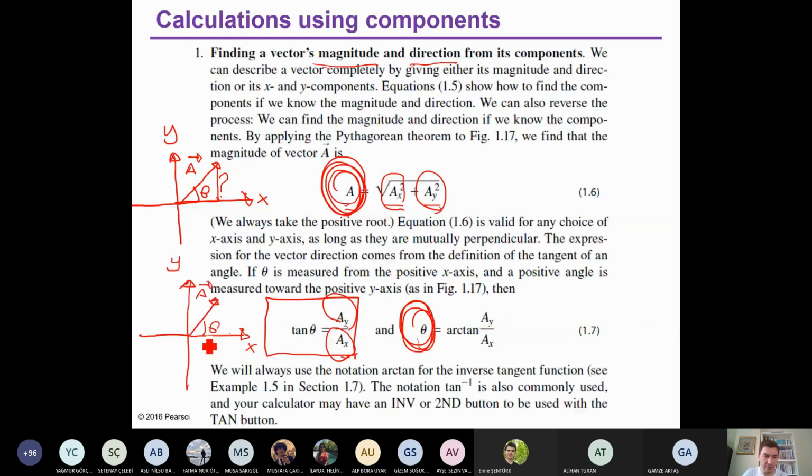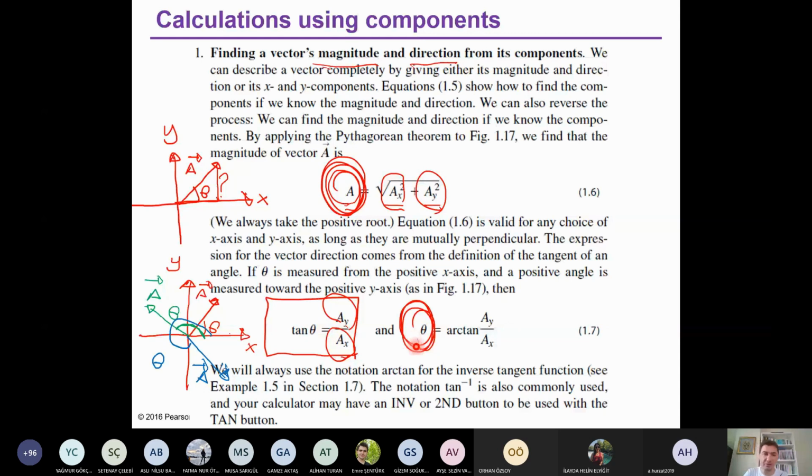So let me draw another one. Theta is the angle between the positive x-axis and the vector. So then let me draw another one. So here, by using the vector components ay and ax, I can calculate the theta, right? It is clear. So is theta correct physically or not?